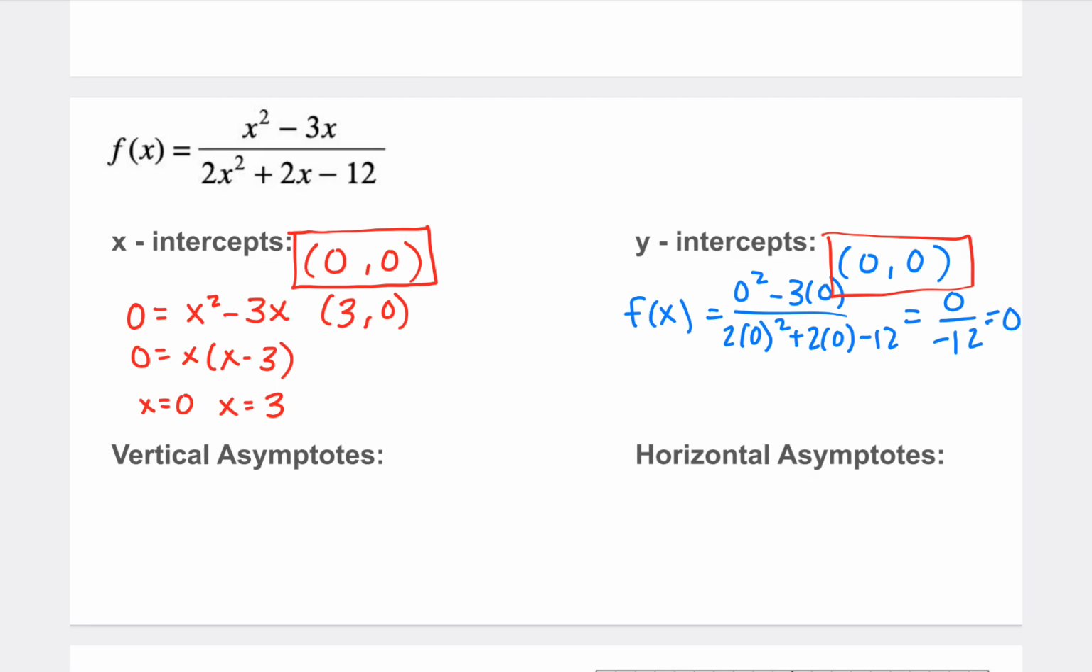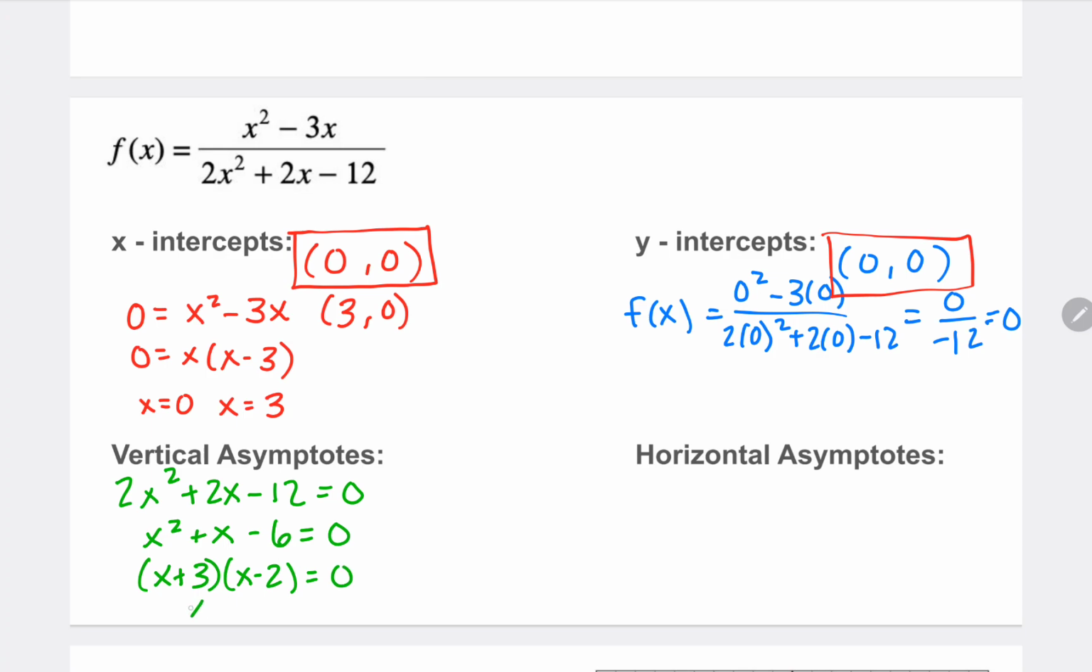Vertical asymptotes are the x values that we can't have, the x values that make the denominator 0. So we're going to set the denominator equal to 0 here and solve. The denominator is a quadratic. And so to solve this quadratic, I'm going to first divide everything by 2 because there's a GCF. And then I'm going to solve this by factoring because it is factorable.